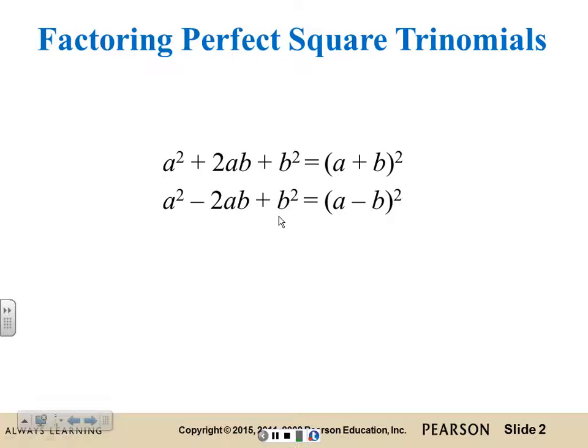But sometimes we can take the square root of the first and the square root of the last, but it doesn't give us that middle term, so you've always got to check that. If you take the square root of the first and the square root of the last, then you've got to be able to multiply those square roots together and double it to get that middle term. If not, then it's not a perfect square trinomial, and you'll have to factor it using the other trinomial techniques.